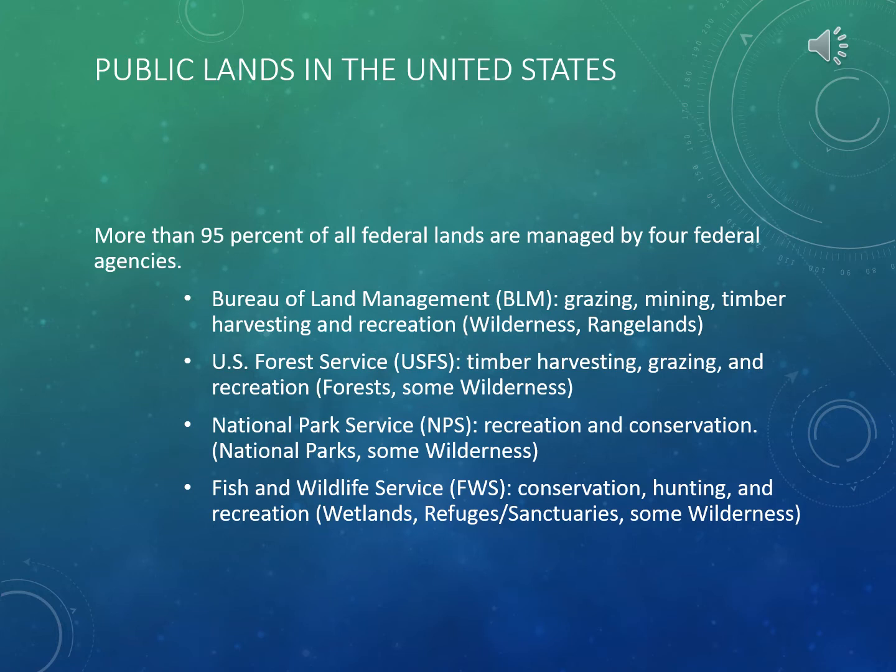The U.S. Forest Service is responsible for timber harvesting, grazing, and recreation. They are specifically designed to manage our national forests. However, they may have some play in managing wilderness areas as well. The National Park Service manages recreation and conservation on our national parks and some of our wilderness areas. And the Fish and Wildlife Service is responsible for conservation, hunting, and recreation of areas where endangered species are found. They typically work with wetlands, refuges, and sanctuaries, and in areas of wilderness where endangered species habitat exists.